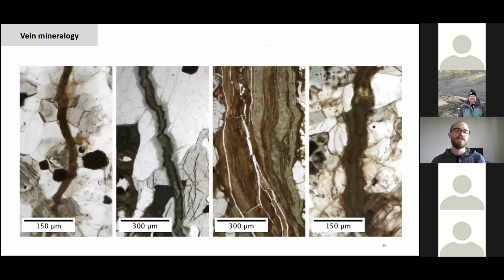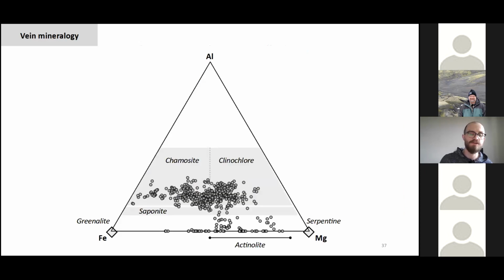So the mineralogy and texture of these veins is quite complex and quite challenging to characterize optically, and this is compounded by the fact that the minerals are extremely fine-grained. And so a lot of the characterization that we focused on was on major element chemistry. So here we have a ternary diagram showing the iron, magnesium, and aluminum content of these vein minerals. And we can see that they represent complex mixtures of iron and magnesium chlorite, actinolite, serpentine, and saponite.